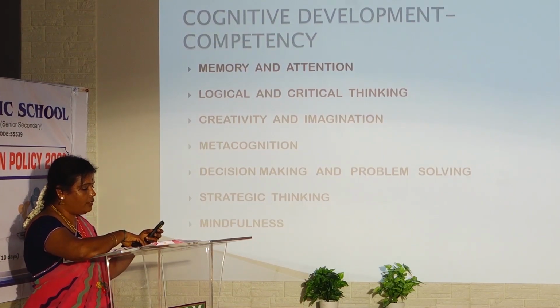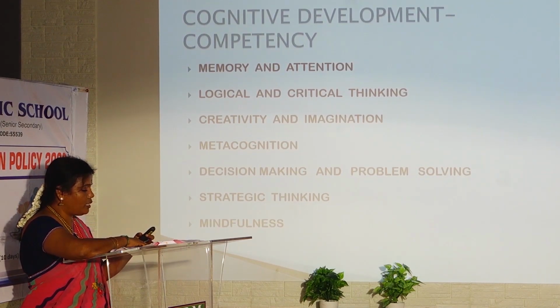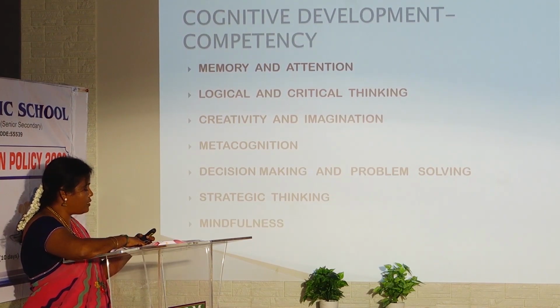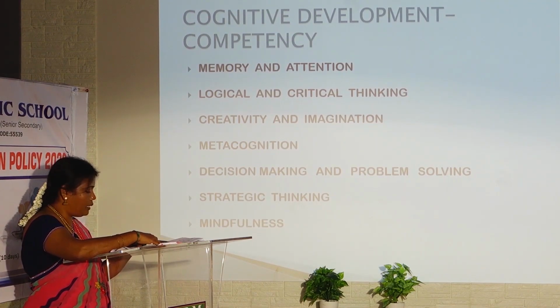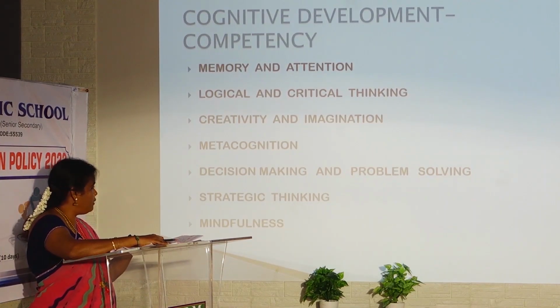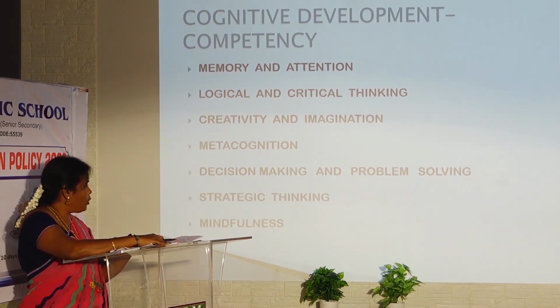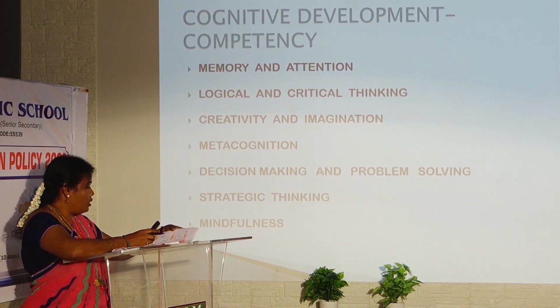Helping children develop strategic thinking skills, which involve anticipating consequences and predicting outcomes. Mindfulness: teaching children mindfulness techniques to help them manage their own emotions and attention. Overall, the NCF on cognitive development aims to provide students with the necessary knowledge and skills to become lifelong learners and effective problem solvers. For this, we have learning outcomes also.